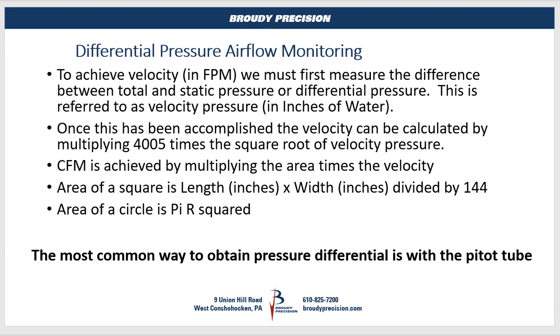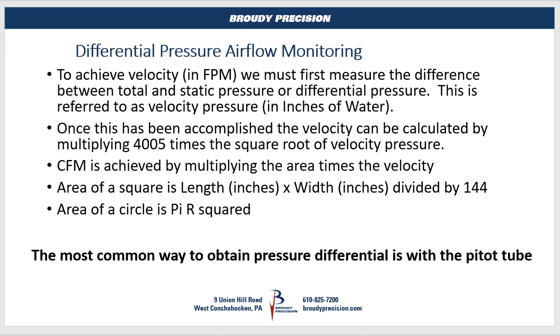Once we get our differential pressure in our ductwork, we can calculate velocity by multiplying 4005 times the square root of the velocity pressure that we achieved through our inches of water measurement. And that will of course give us the velocity in feet per minute. Once we have feet per minute, we can calculate CFM by multiplying the area times the velocity.